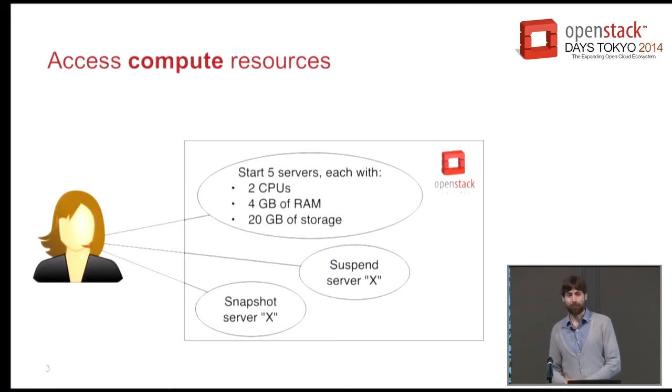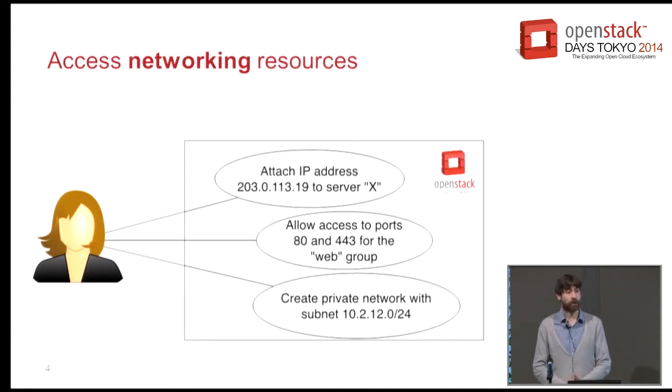But what does that actually mean? So in real terms, what are users doing every day? When they're accessing compute resources, say you want to choose a particular size of server, a certain number of CPUs, RAM, storage, that's easy. That's a single form in the dashboard, a single command line interface or an API call. You can then suspend that server or snapshot the server and back it up. With networking, maybe you have a limited number of IPv4 addresses and you want to share those between servers. With OpenStack, it's easy to specify a particular IP address and assign it to a particular virtual machine, and you can reassign it very easily with the same command.